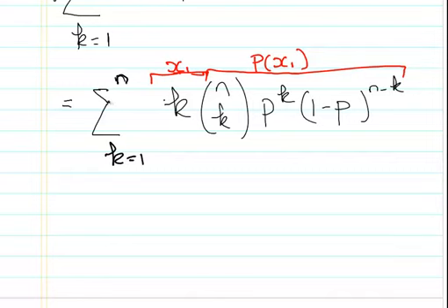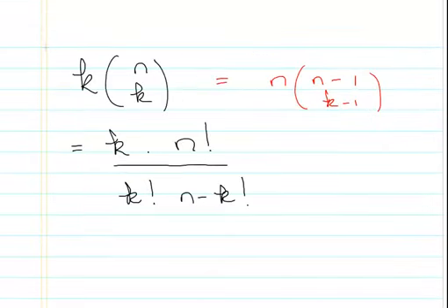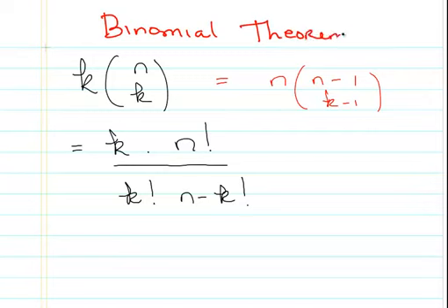So far so good. And what I'm going to do now is focus on this bit here, k times n choose k. I'm going to focus on that bit in particular. There's a reason why we're going to do this. Remember, I'm trying to set something up so we can use the binomial theorem later on.